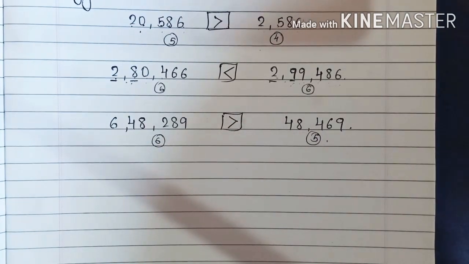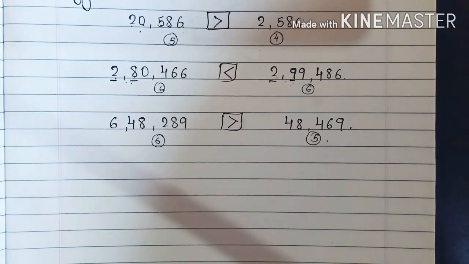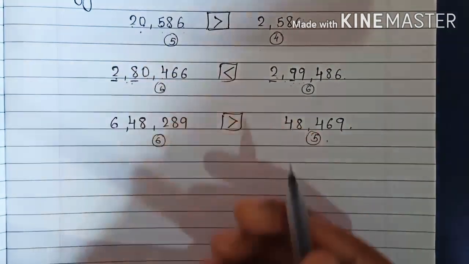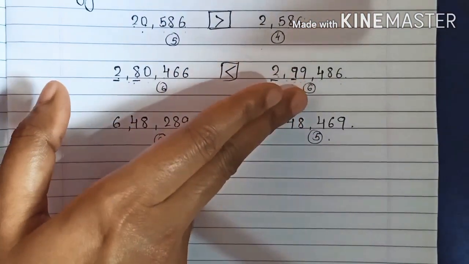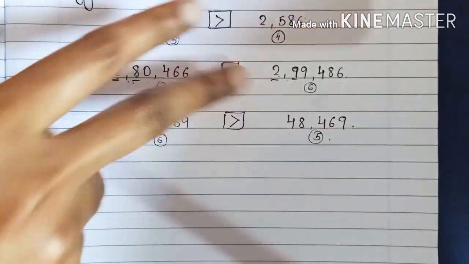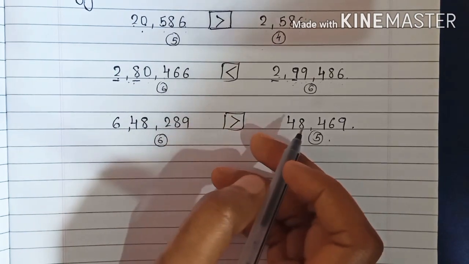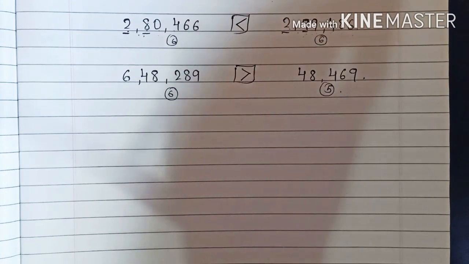The easy way to remember this is you can open your mouth towards whichever number is greater. Here this 20,586 is greater, so you will open your mouth this side. So in this way you can remember how to put the greater sign and the smaller sign. So let us solve the problem set now.